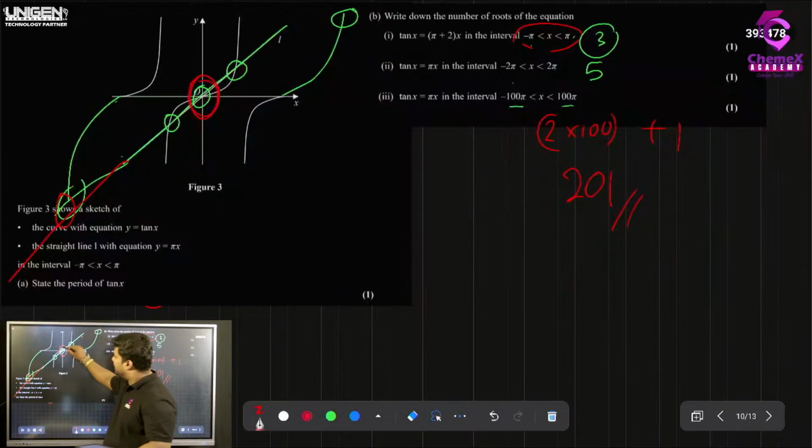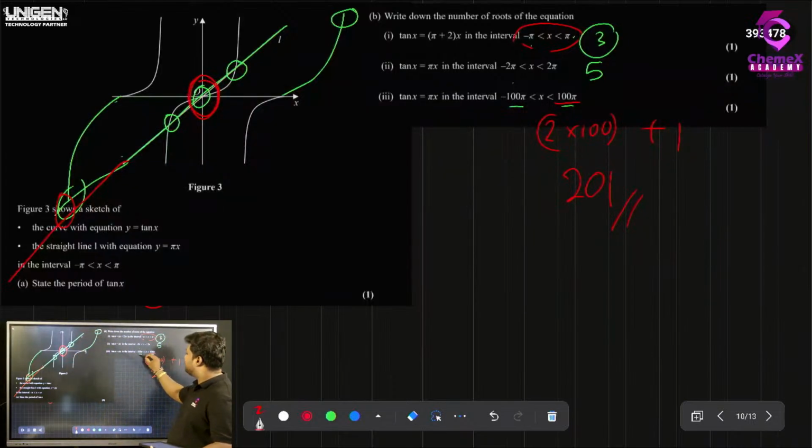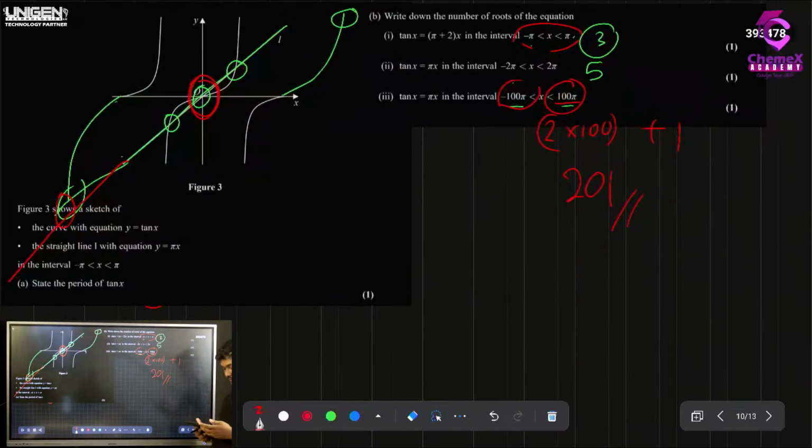But at the end, 0 to minus 202 plus 200, no? So you will have 200, but you didn't consider the middle one there. Understood or not? So it's 201. Yeah. Okay, that's it. So just 3 marks, 4 mark questions.